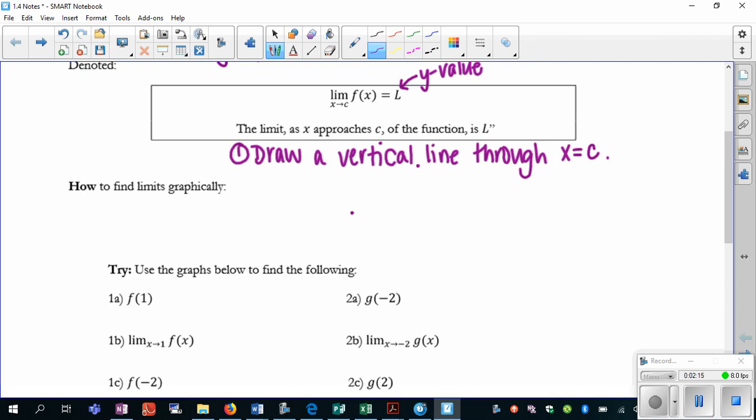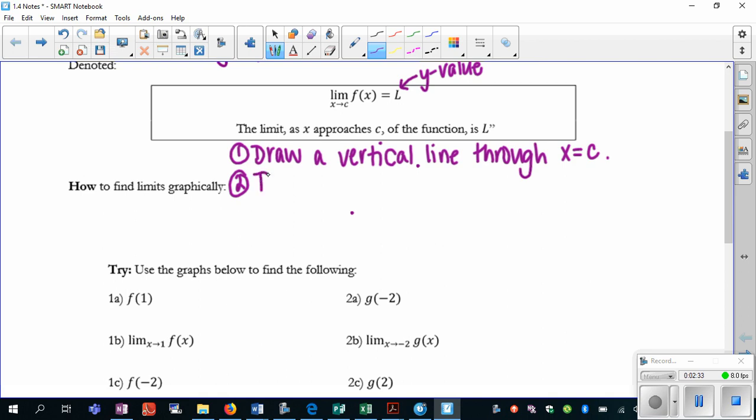Now this is going to end up being very easy for you once you get the hang of it. It's a little odd at first, so that's why we have these steps. What'll end up happening is you won't really need to actually draw the vertical line. You're just going to be able to figure it out. But for right now, we're going to go through these steps just to make sure that it's clear.